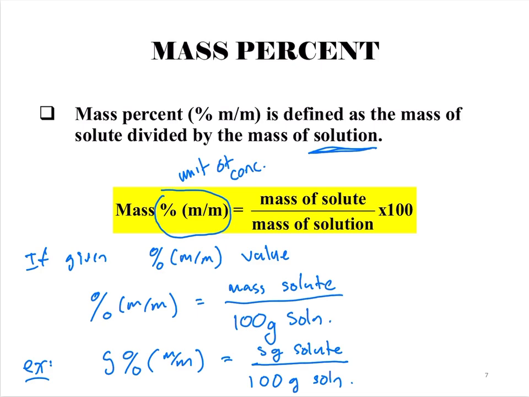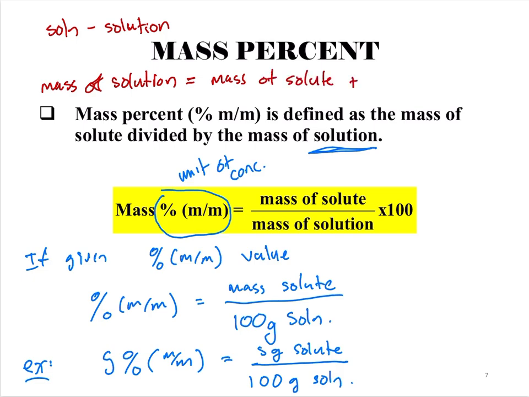And so one thing to keep in mind here, especially with these percent concentrations, is that it says the mass of solution, right? Sometimes I'll abbreviate solution as SOLN. And the mass of the solution, right? This is the mass of the final mixture of everything. This is the mass of solute plus the mass of solvent, right?